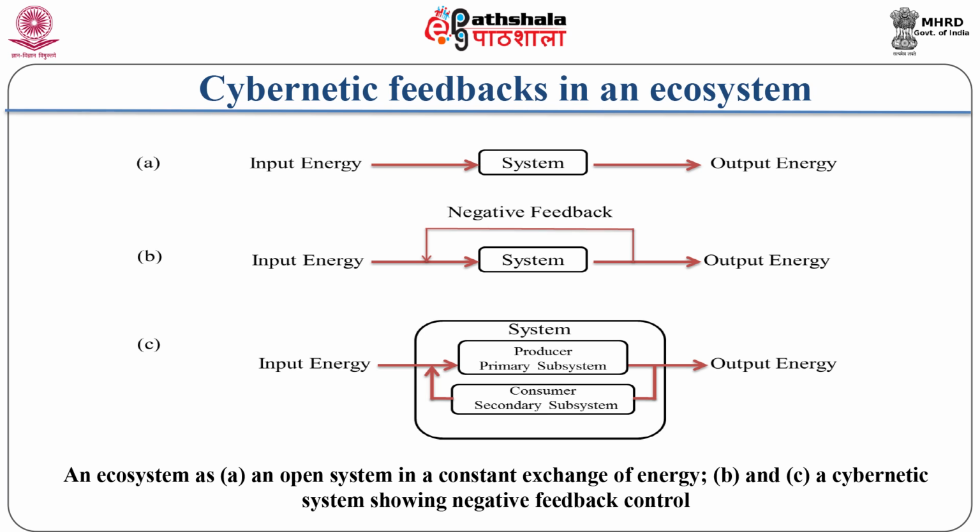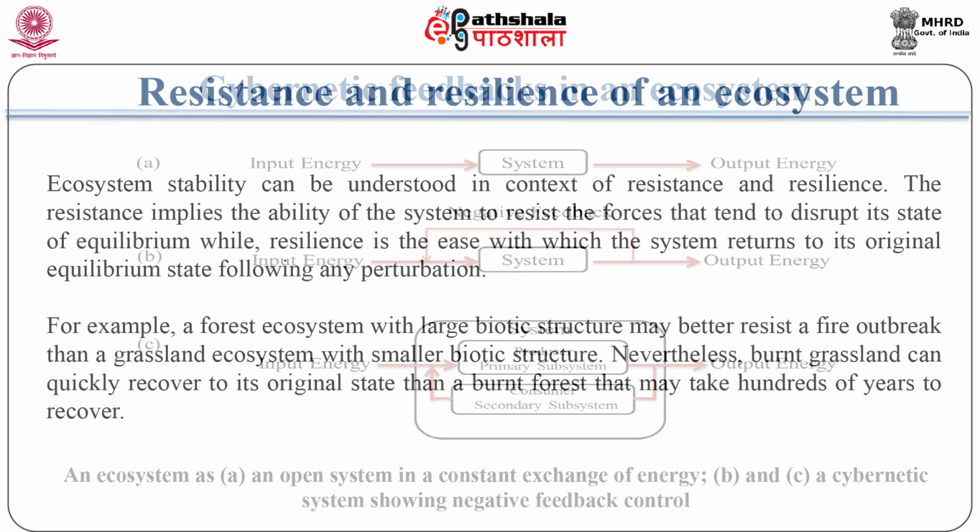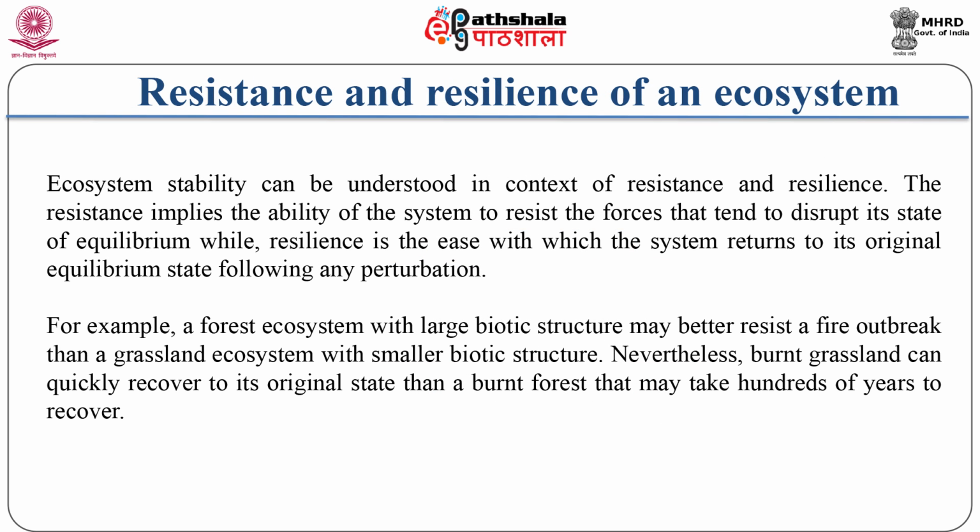In this figure, we can see an open system in a constant exchange of energy. In figures B and C, we see a cybernetic system showing negative feedback control. In a cybernetic system, the emphasis is on ecosystem stability. Ecosystem stability can be understood in the context of resistance and resilience according to Holling in 1973.